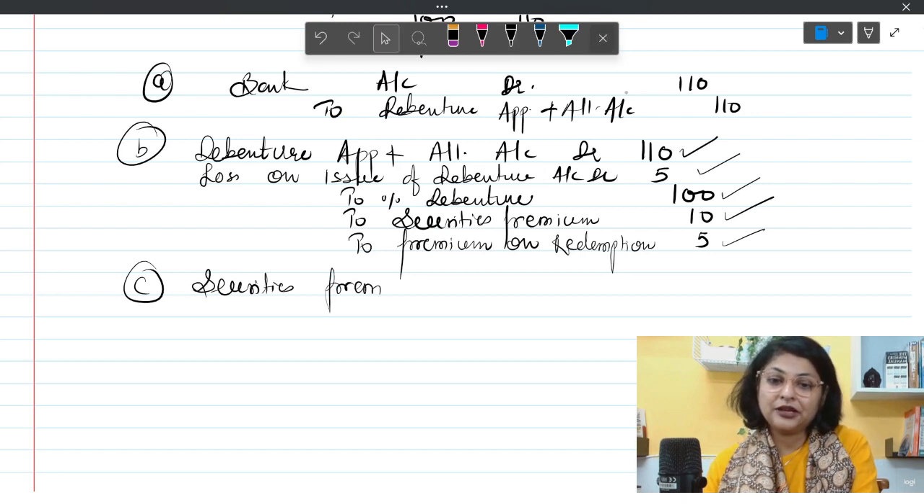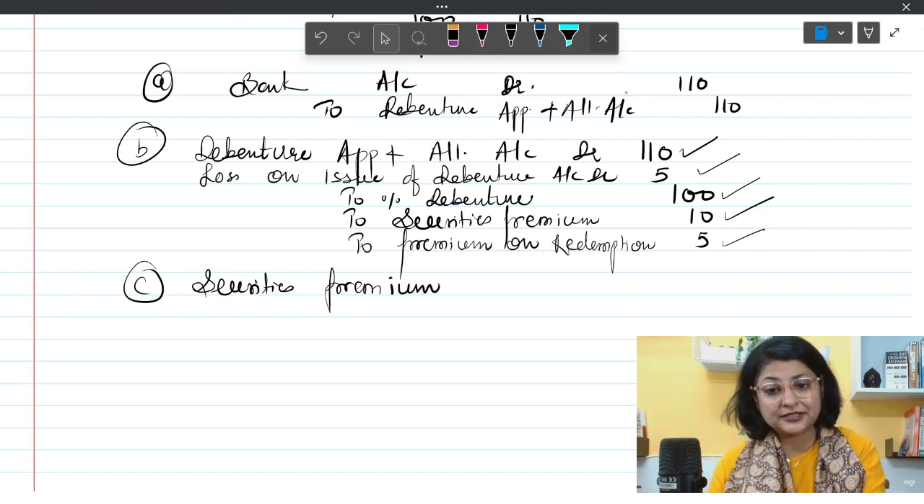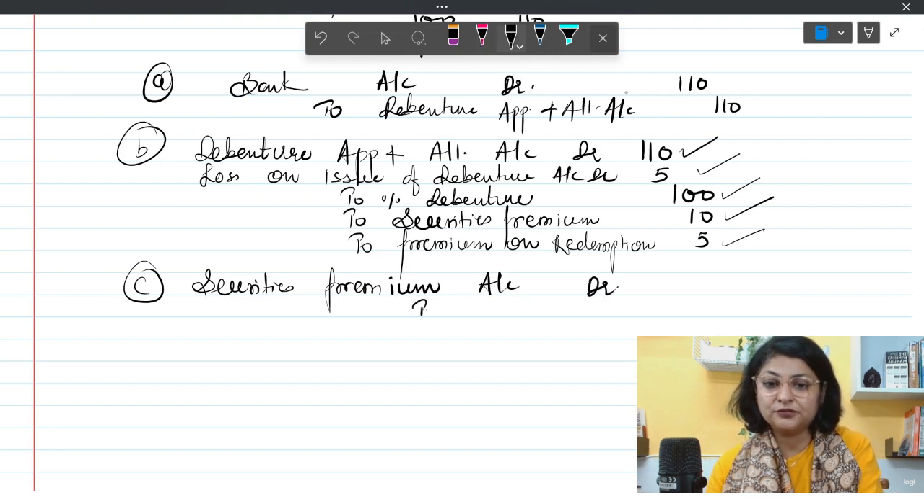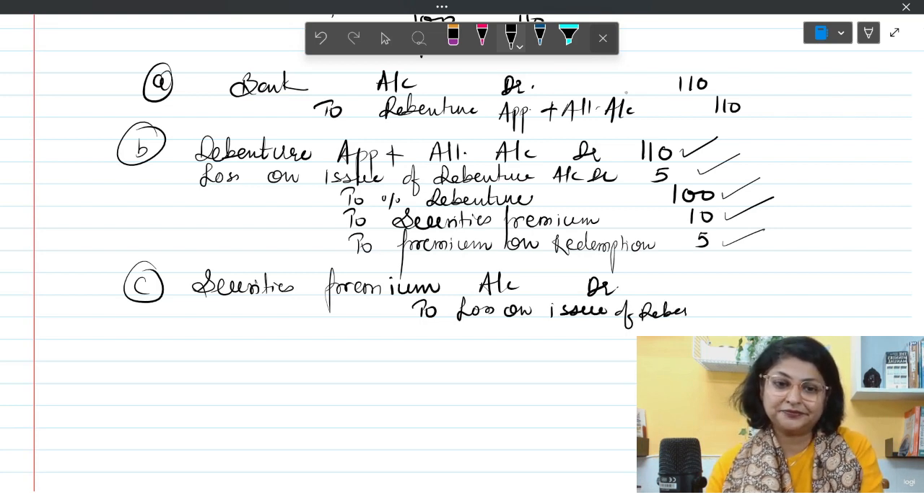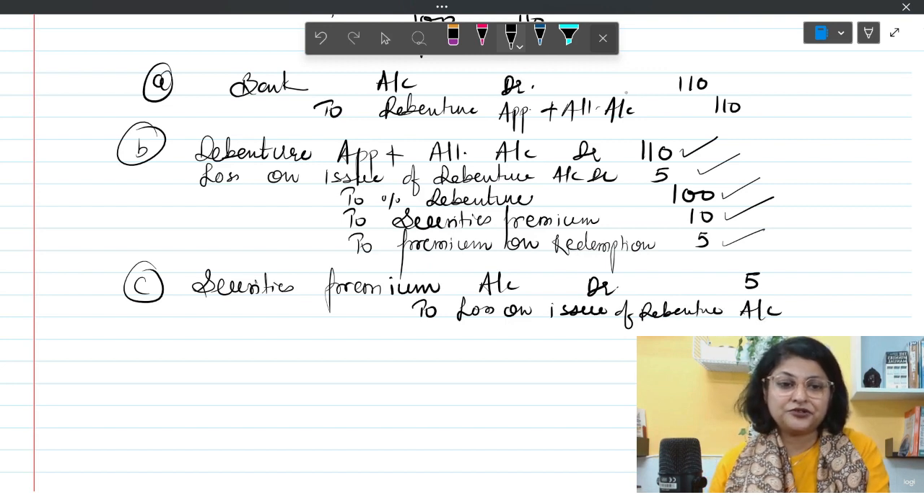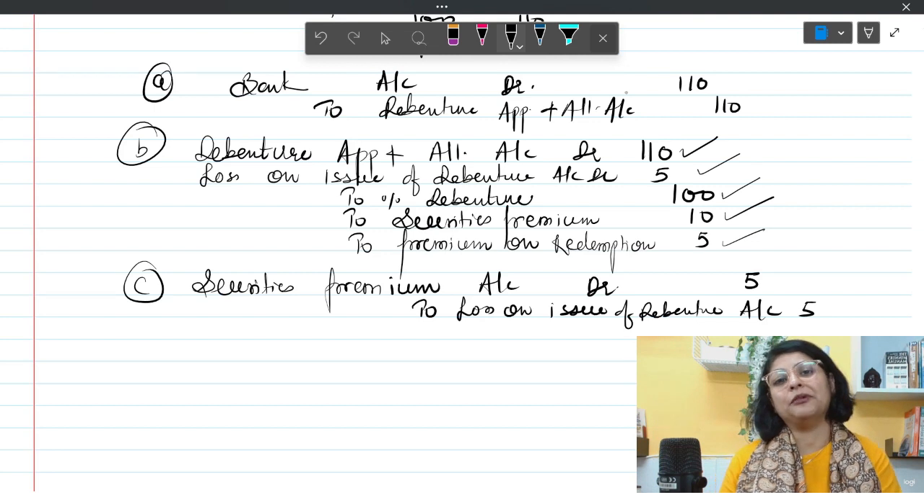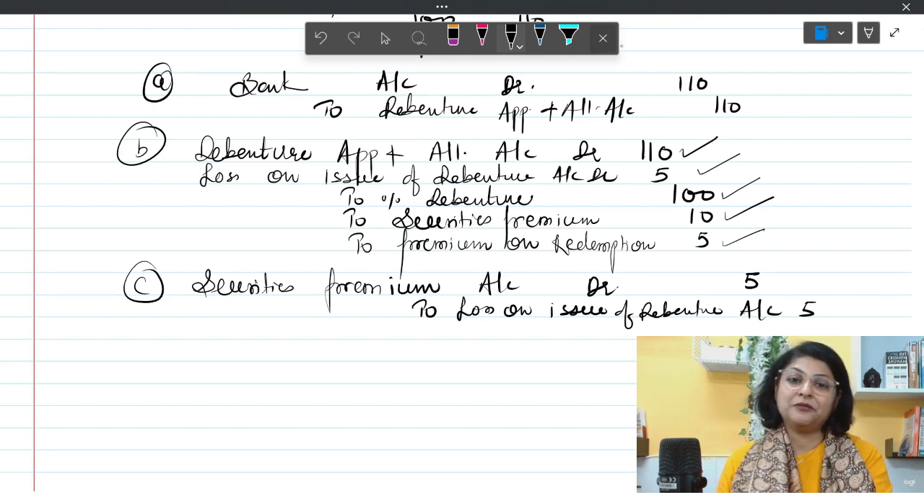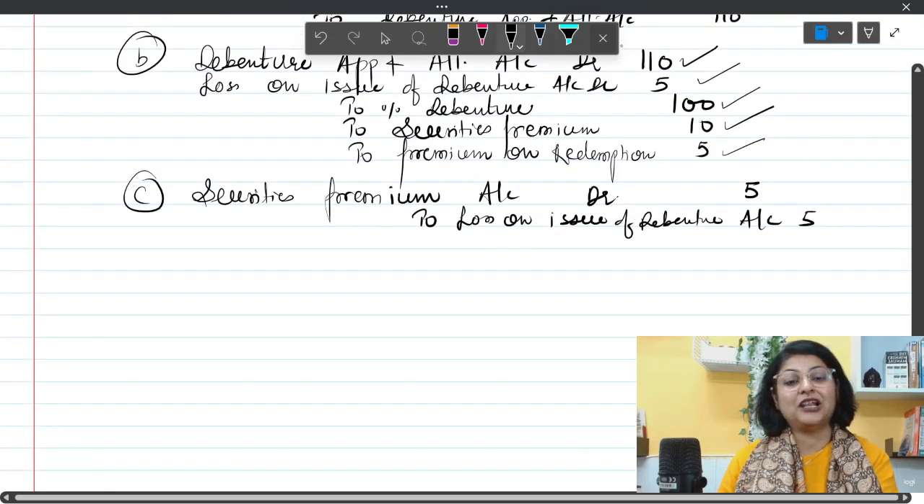And let me remind you, securities premium is no more a securities premium reserve now. The heading is being changed. Securities premium account debit to loss on issue of debenture account. Here we are going to write off 5 rupees, which is a capital loss for company for issuing the debenture on premium and redemption of debenture at premium.